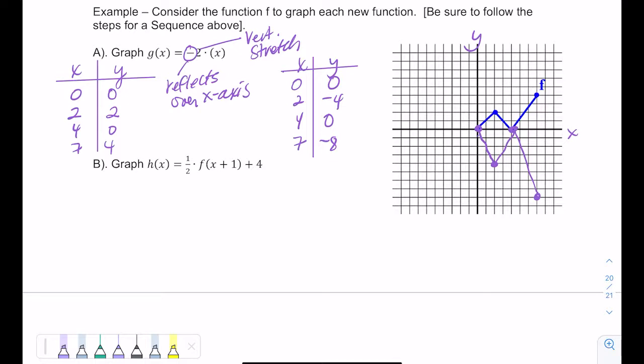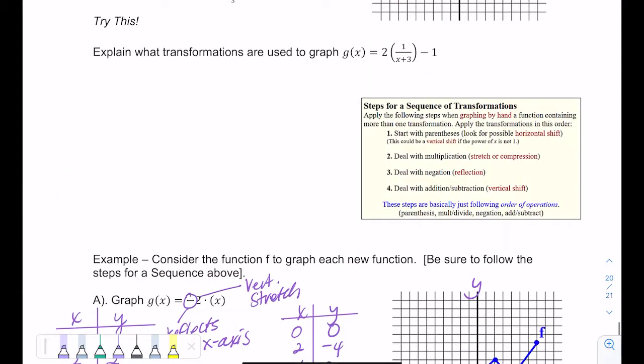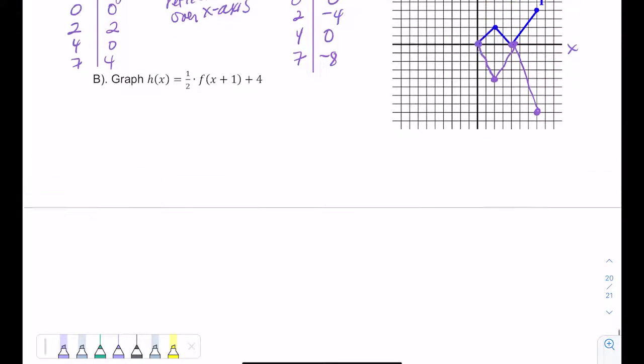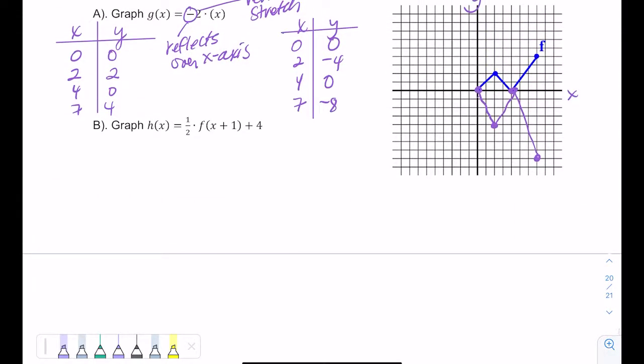Okay, the last one I'll leave for you to graph, but I will help you with breaking it apart, okay? And if you need help, in the box right there, I gave you steps for sequences of transformation. So if you just follow the steps, it'll help you, basically like order of operations, okay? So let's look first at the function. This is h of x, right? So it's saying you're going to take the f function, you're going to multiply it by a half, and then they have this x plus 1 in parentheses, so that's doing something to the blue graph, and then adding 4.